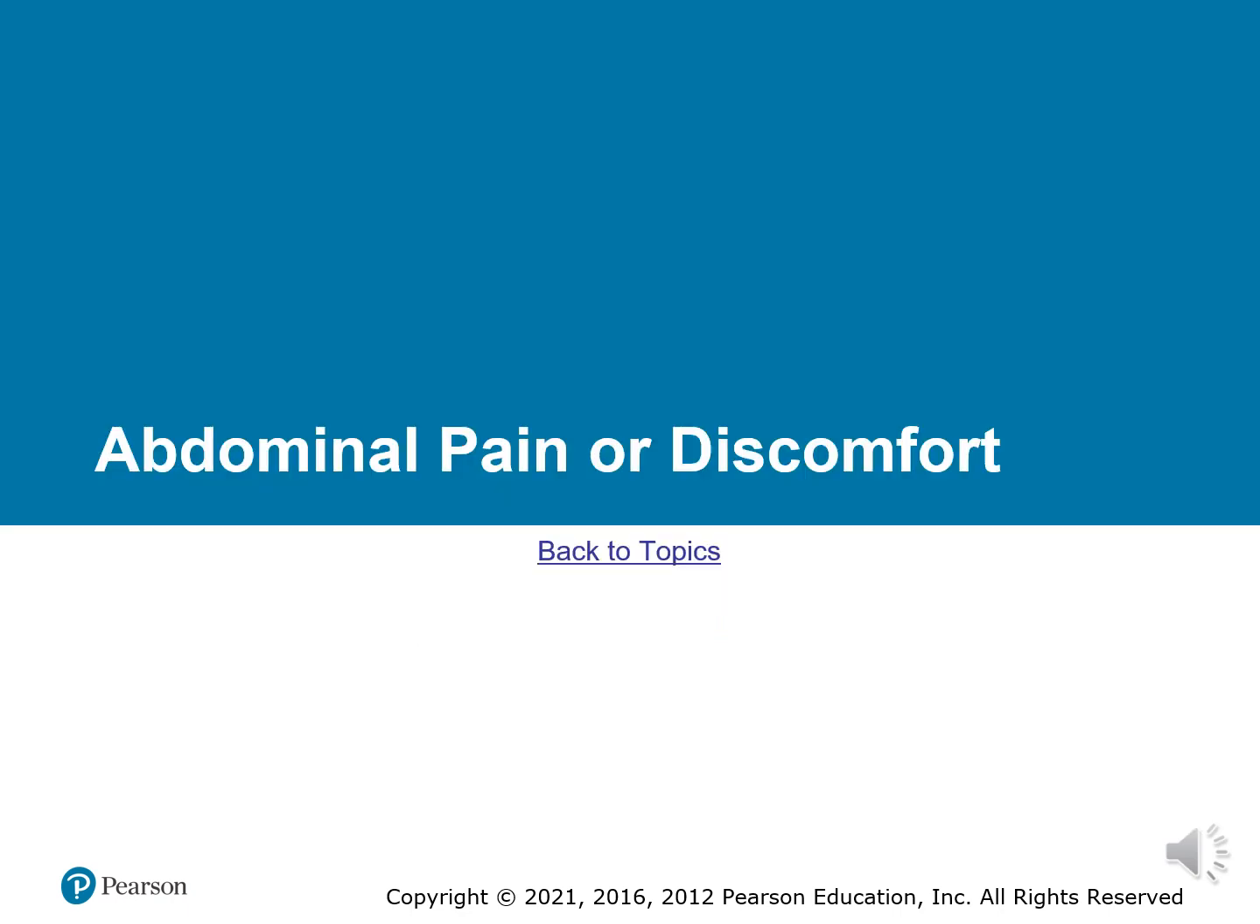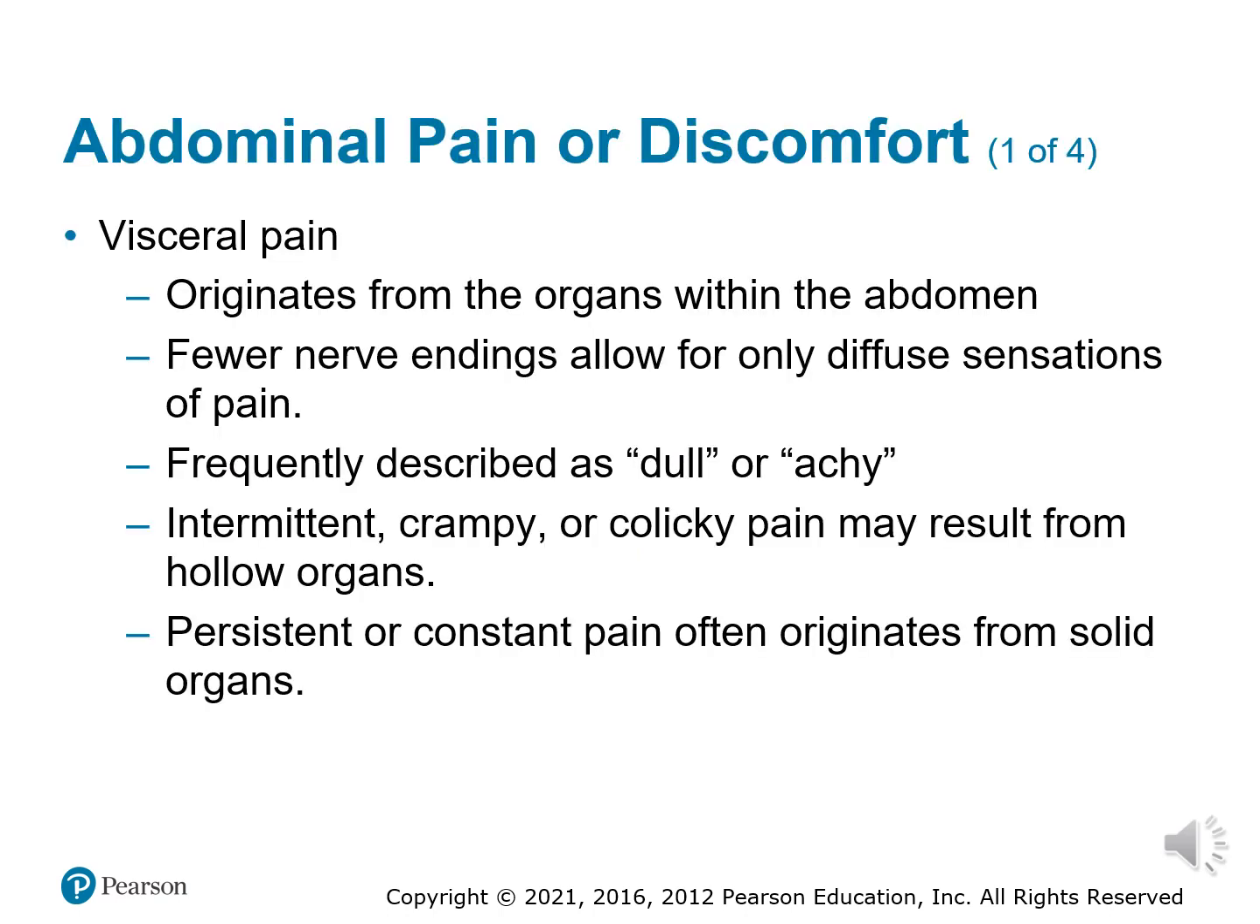In this section, we're going to talk about abdominal pain or discomfort. For that, we will first start with visceral pain. It originates from the organs within the abdomen. There are fewer nerve endings, which allow for only diffuse sensations of pain. Frequently it's described as dull or achy. Intermittent, crampy, or colicky pain may result from hollow organs, and persistent or constant pain often originates from solid organs.